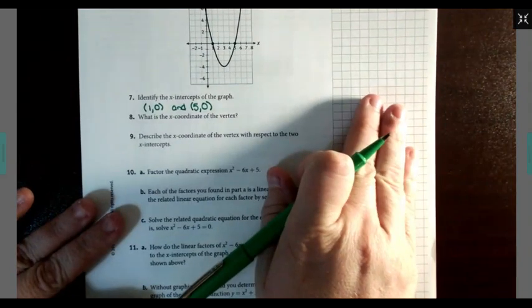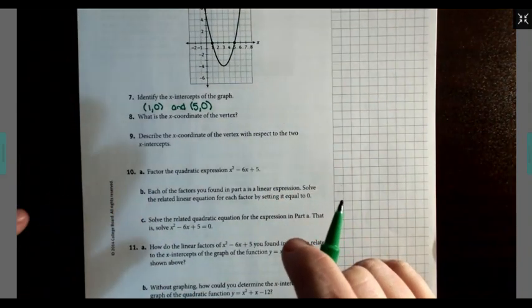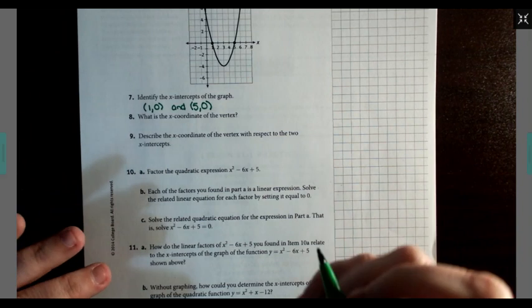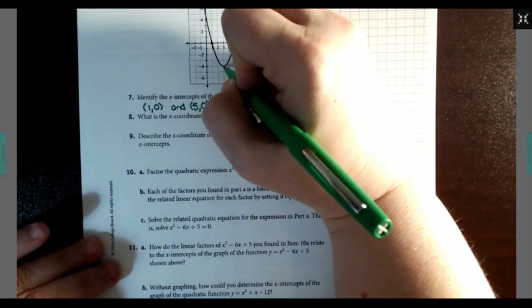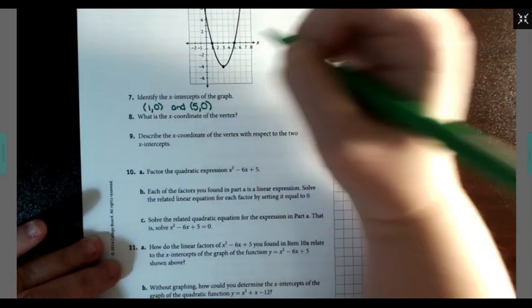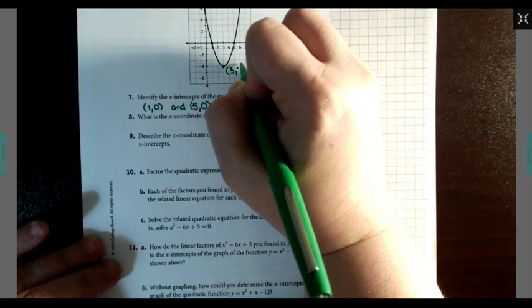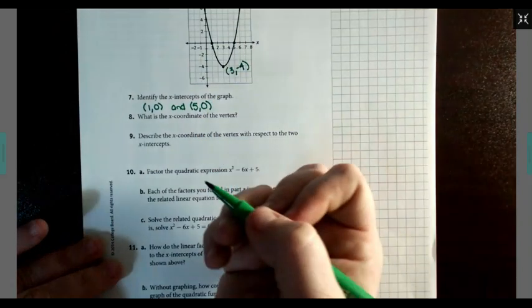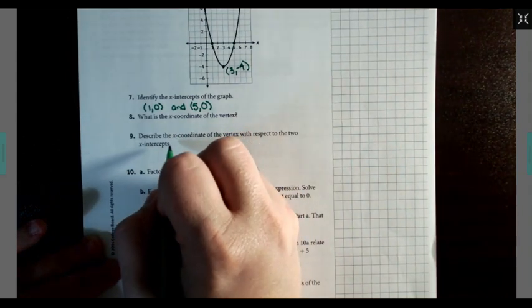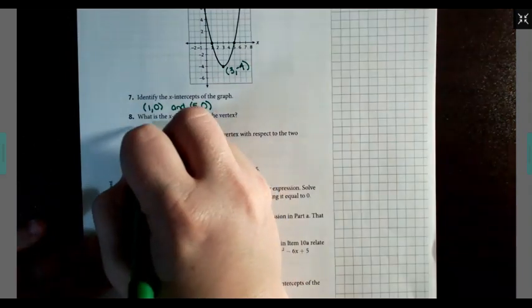All right. What is the x coordinate of the vertex? Now remember, vertex means maximum or minimum, and it asks what is the x coordinate of this point? Well, the x coordinate would be positive 3.